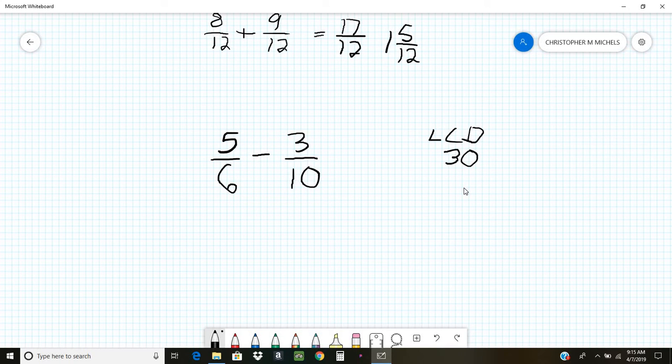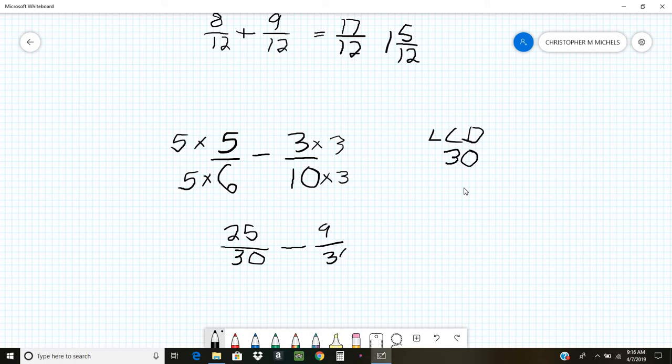So now we think, okay, what do we multiply each of these denominators by to make it this? And then we do the subtraction. So let's start with 6. What do I times 6 by to make it 30? Well, I times that by 5. And then remember, do the same thing to the top. So 5 times 5 is 25. 5 times 6 is 30. And then what do I think? Okay, what do I times 10 by to make it 30? Well, I times that by 3. I do the same thing to the top. Let's see. So 3 times 3 is 9. 10 times 3 is 30.